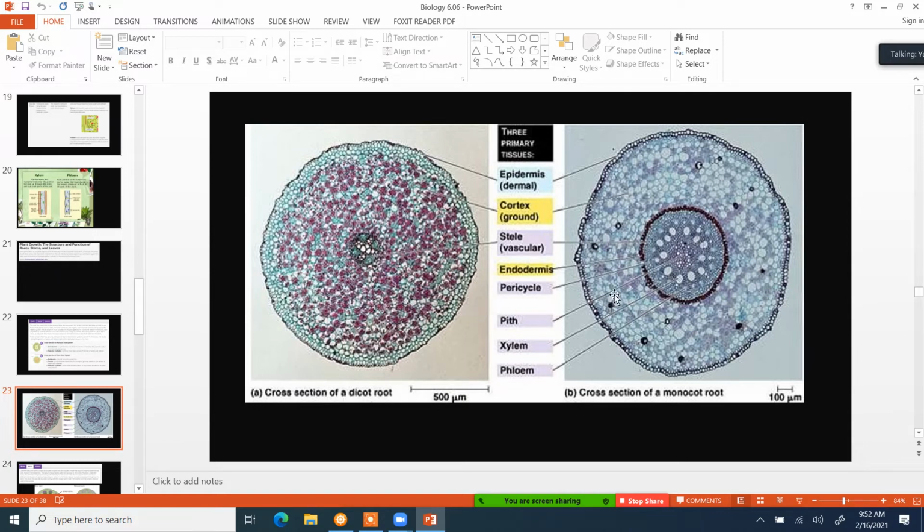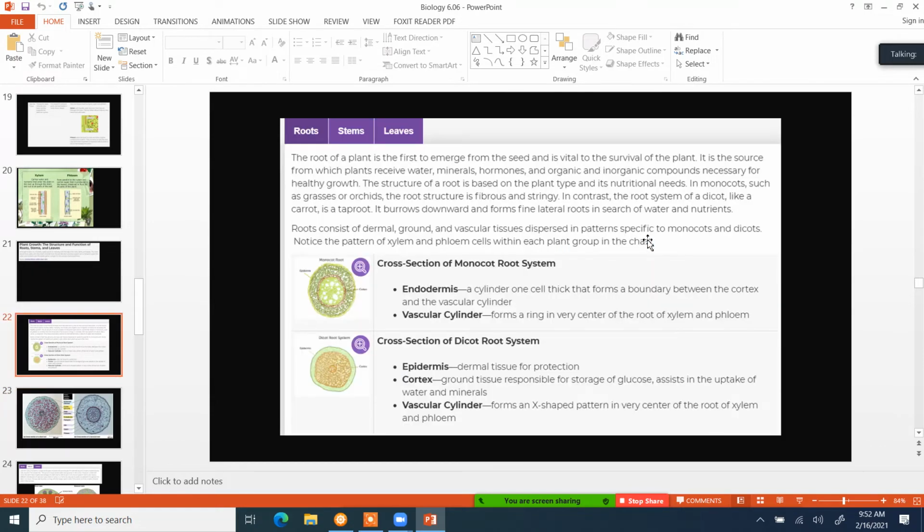So you have the monocot here on the left with its endodermis. The dicot here doesn't have an endodermis, but it has an X in the middle. So if you look at it, you can identify it in those kinds of ways. See the vascular cylinder.